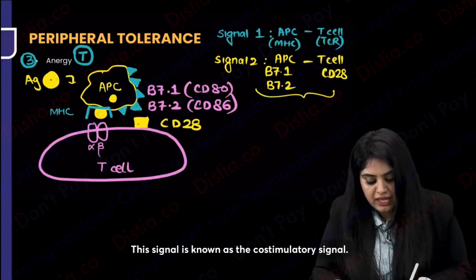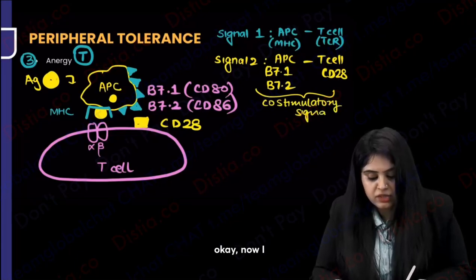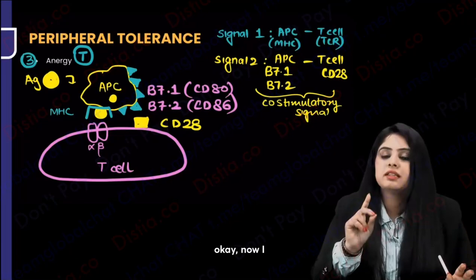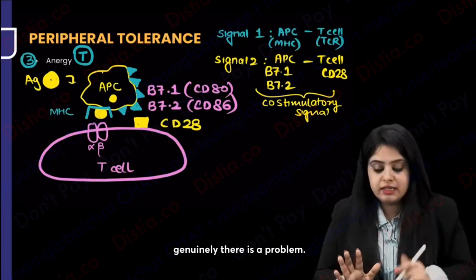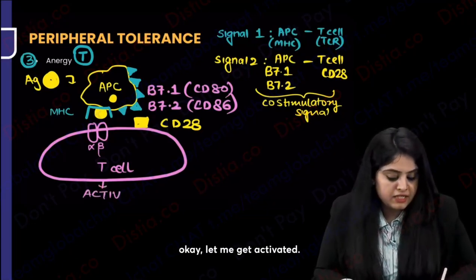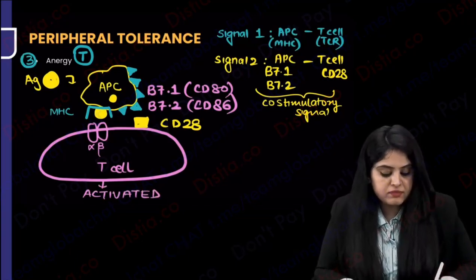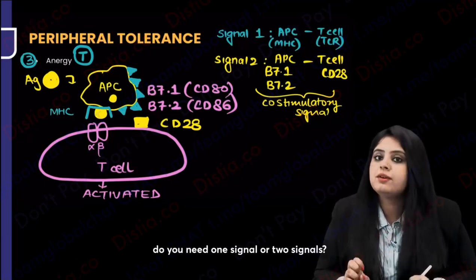This signal is known as the co-stimulatory signal. I need this signal, only then my T cells will say, okay, now I have got two signals. Matlab, genuinely, now I trust you. Genuinely antigen has come. Genuinely there is a problem. Now this T cell will say, okay, let me get activated. So what did you analyze? For a T cell to get activated, do you need one signal or two signals?